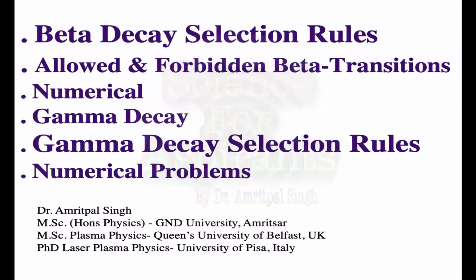In today's lecture, we will discuss the selection rules of beta decay. In the Fermi selection rule and the Gamow-Teller selection rule, known as the GT rule, we will discuss the allowed and forbidden beta transitions. Then we will do some numerical problems, and you will get the idea which transitions are allowed transitions and which are forbidden transitions.